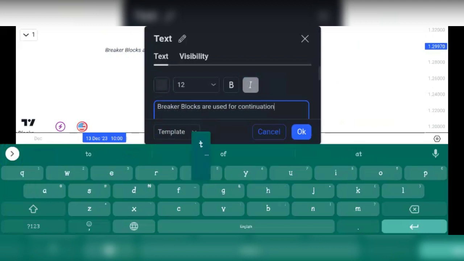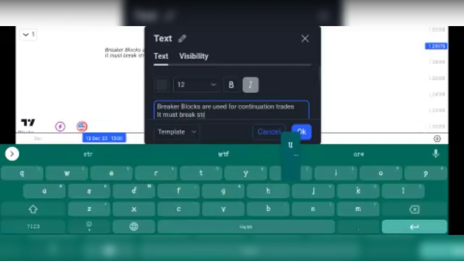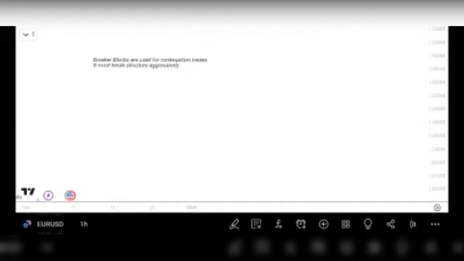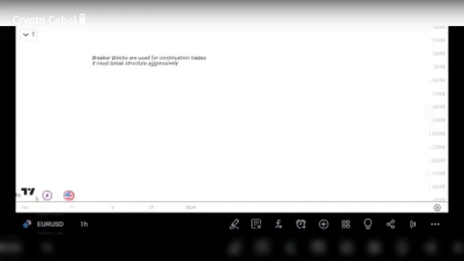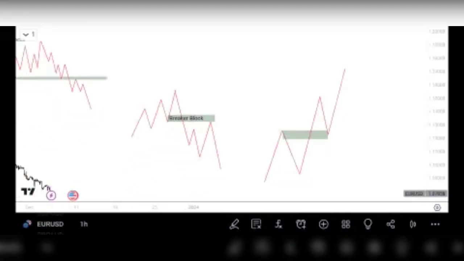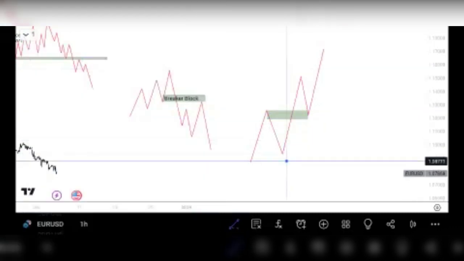Also, a breaker block must what? Break structure impulsively. Before you say you have a breaker block, it must break structure aggressively. Yeah, breaker blocks are used for continuation trades and must break structure aggressively. Now take for example, look at this one I drew here. What did you see? It broke structure to the upside aggressively, right?